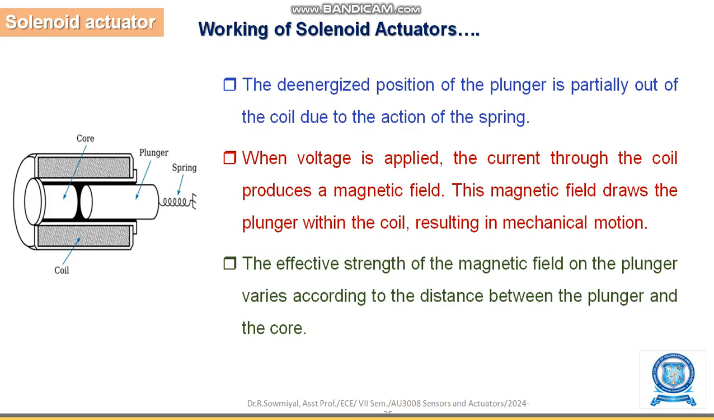Working of solenoid actuators. The de-energized position of the plunger is partially out of the coil due to the action of the spring. When voltage is applied, the current through the coil produces a magnetic field. This magnetic field draws the plunger within the coil, resulting in the mechanical motion. The effective strength of the magnetic field on the plunger varies according to the distance between the plunger and the core.